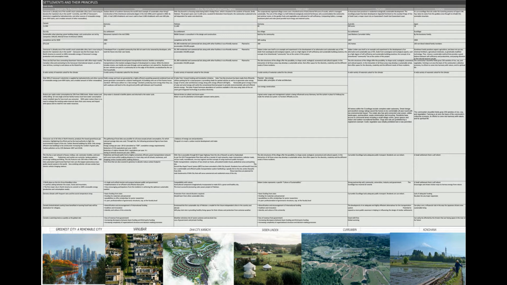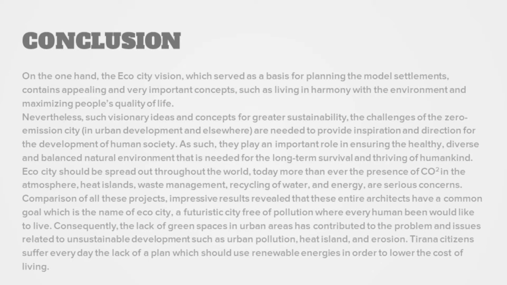So I compared different criteria, like I said, and determined which criteria I can use for my design and which ones I feel we can work on in the future. I also discussed the SWOT analysis of each and every one of them under these criteria. So in conclusion, what I'm trying to say about visions for EcoCity is that it's good to have planning of these modern settlements, which contain appealing and very important concepts such as the harmony of the environment and the maximization of people's quality of life, while still maintaining the balance in the ecological system.